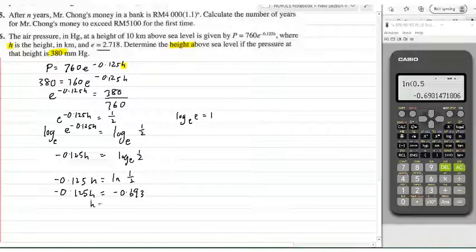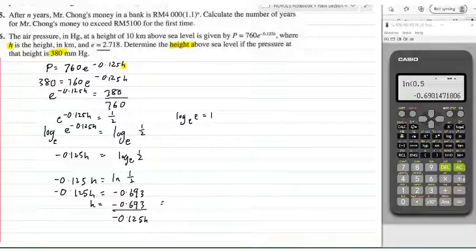Then h will be equal to negative 0.693 over negative 0.125. So the h answer will be 5.545. Okay, 5.545. And here the question is about height, so it is possible to have a decimal. So we leave the answer in 3 decimal places, 5.545 kilometers.